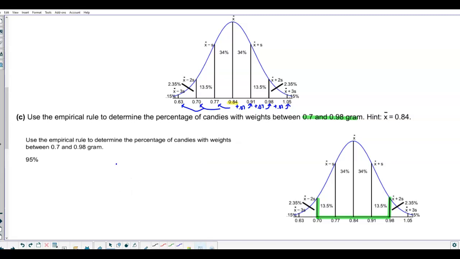So if we take 13.5% plus 34% plus 34% plus 13.5%, then that's going to give us a total of 95%, which is our answer for the percentage of candies with weights between 0.7 and 0.98 grams.